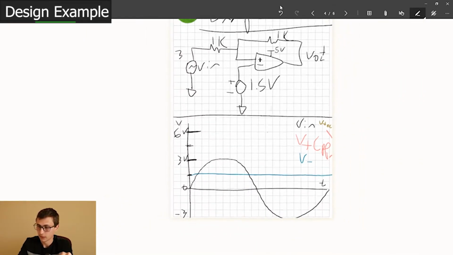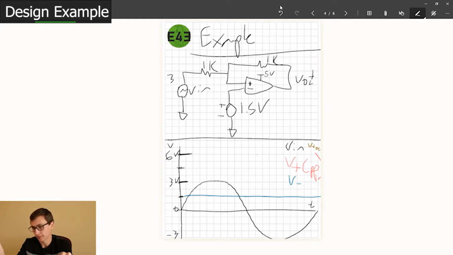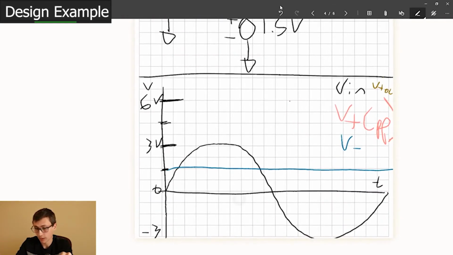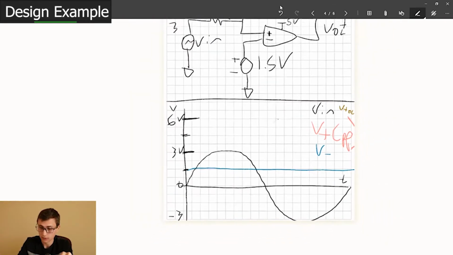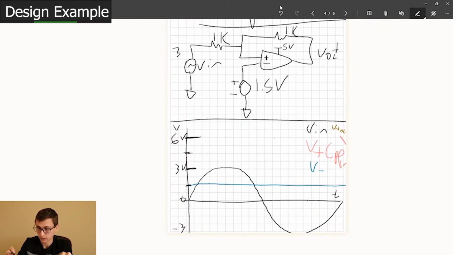Excellent. So which one do we want to start with? Open collector? Okay, we'll start with open collector. So that means that whenever the input is less, it is clamped to ground.